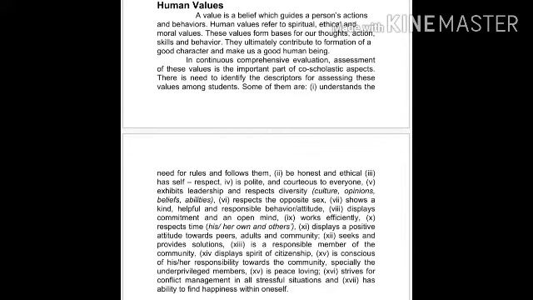Then, respects the opposite sex, shows kind, helpful and responsible behavior and attitude, displays commitment and an open mind, works efficiently, respects time, displays a positive attitude towards peers, adults and community, seeks and provides solutions, is a responsible member of the community, displays spirit of citizenship, is conscious of his or her responsibility towards the community, especially the unprivileged members, is peace-loving, strives for conflict management in all stressful situations, and has the ability to find happiness within oneself.